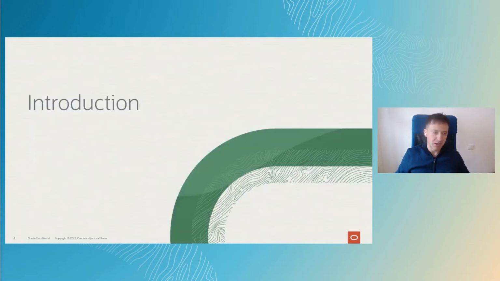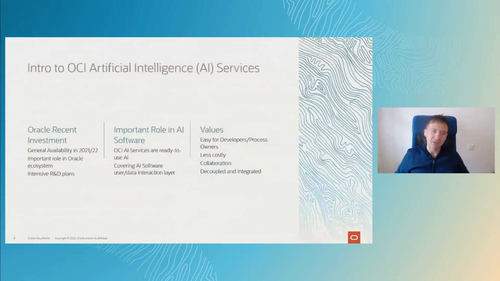Okay, so let's start with this introduction part. First, about OCI AI services. OCI AI services have very intensified R&D in Oracle. All of them were launched in the last year and a half. They can be grouped in two categories. We can talk about perceptive AI services like language, vision, and speech, and the second group would be decision services, anomaly detection and forecasting. So these are the five services.